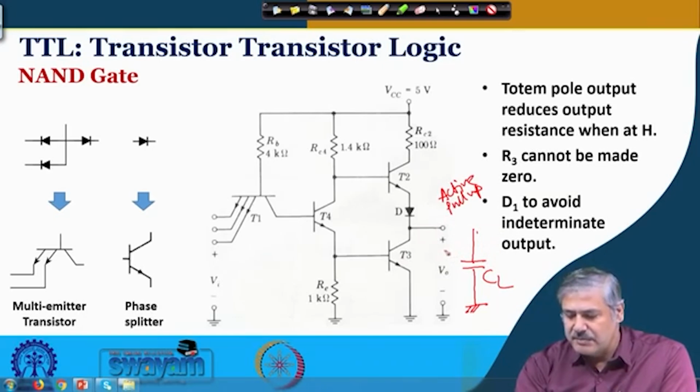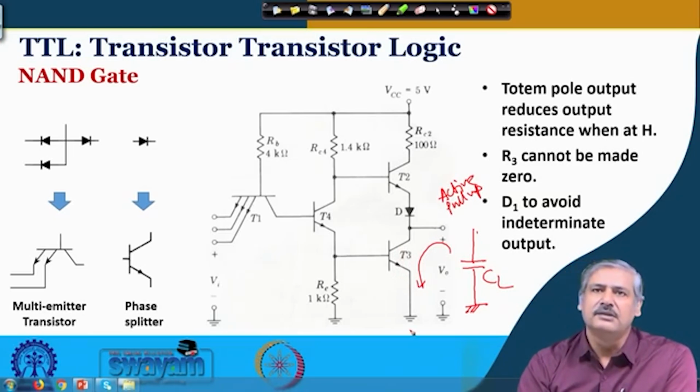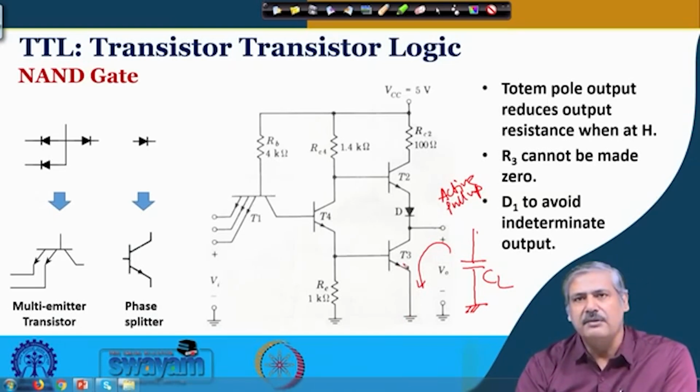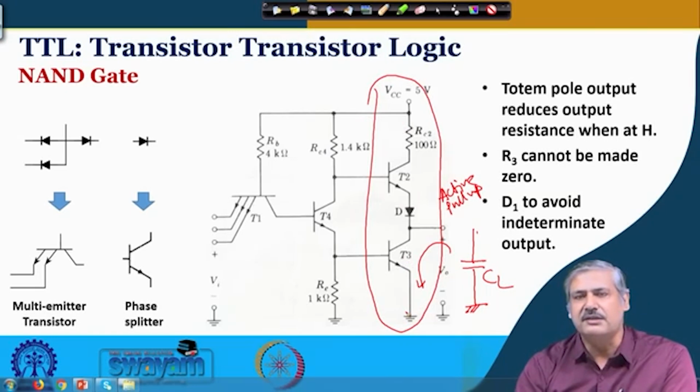Discharging is through this path. So, that is small because this has a very low resistance path. Effectively this helps in switching, reducing the propagation delay. So, that is another important aspect of this, and the whole of it, the structure that you see, is known as totem pole output.